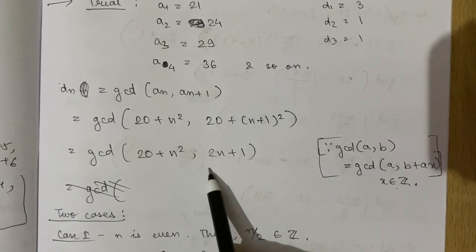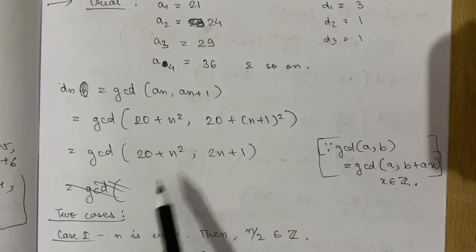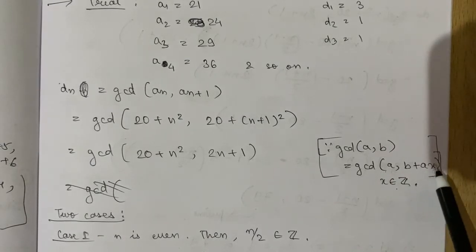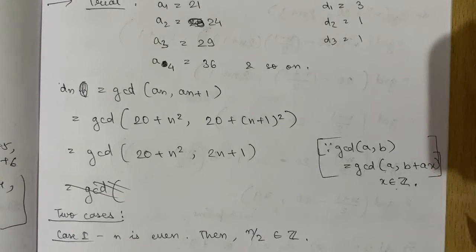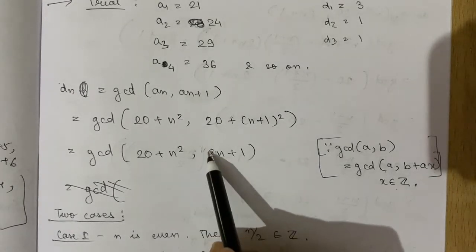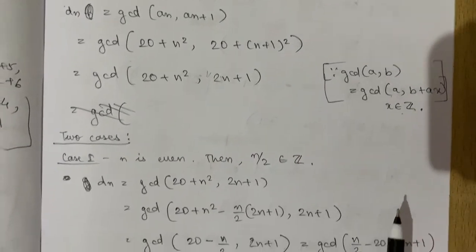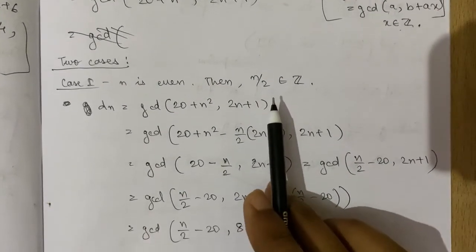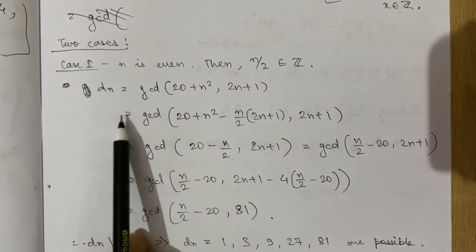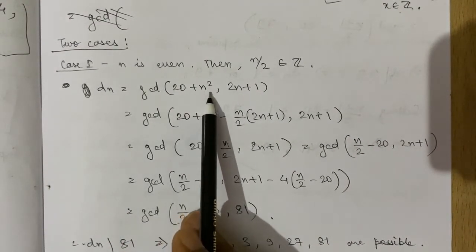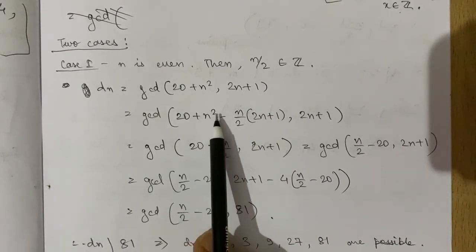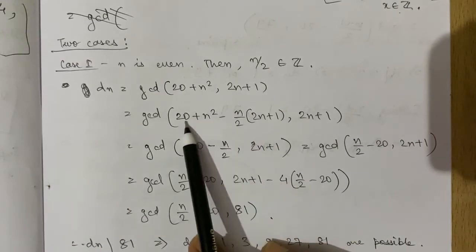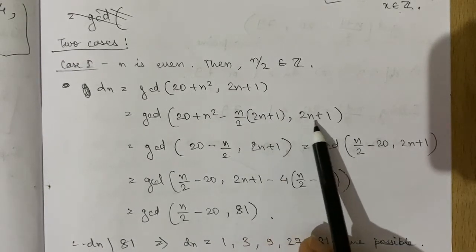Now n by 2 could be or could not be an integer, so I need to consider two cases, because this GCD formula is applicable only when x is an integer. I cannot multiply by a fraction over here. So I consider two cases. One is when n is even, that is when n by 2 is an integer. So if n by 2 is an integer, then d_n equals the GCD of 20 plus n squared and 2n plus 1, which is 20 plus n squared minus, I can multiply 2n plus 1 by n by 2 and subtract it from this first part, and 2n plus 1.